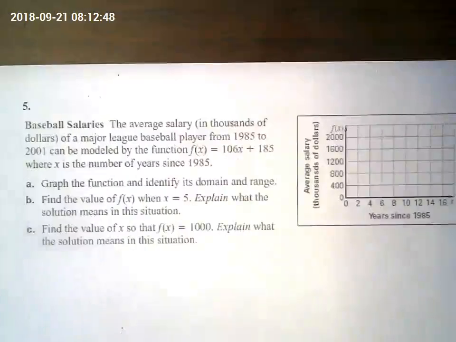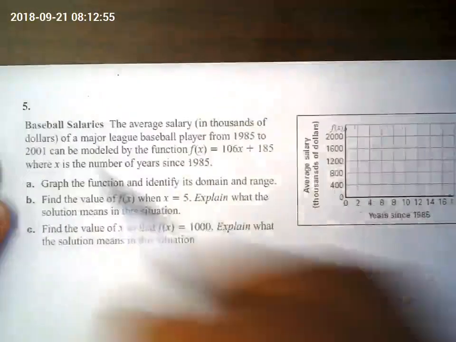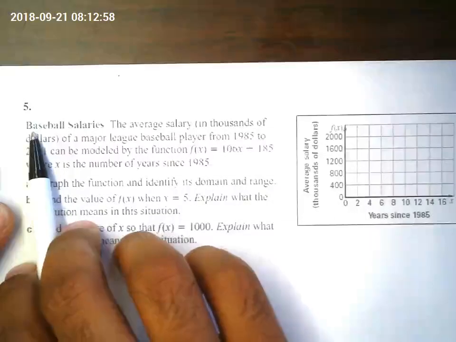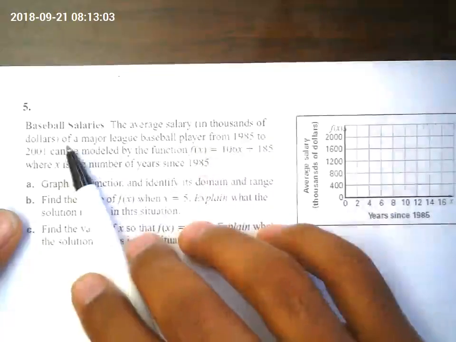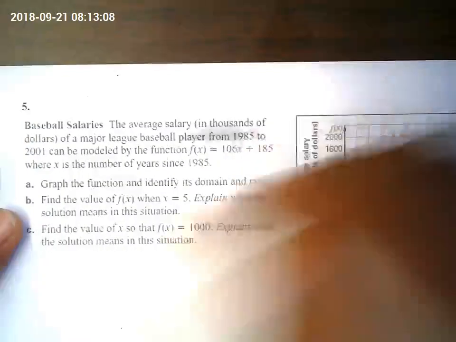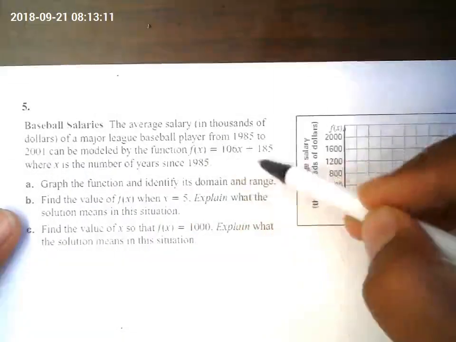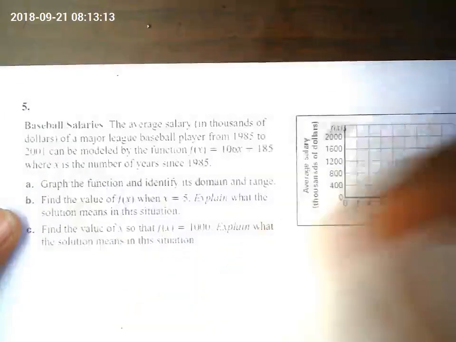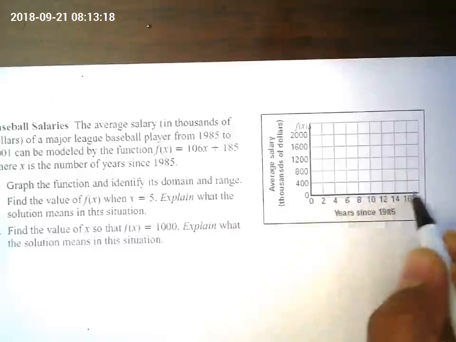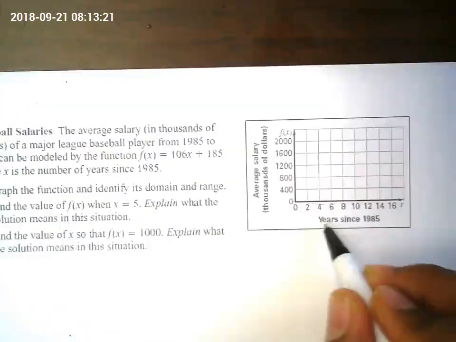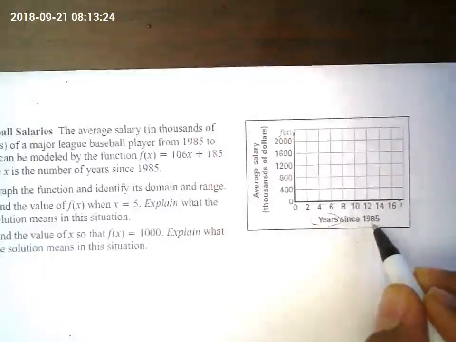Our world is an application of mathematics. Anywhere you go is an application of mathematics. So this is one of the examples. What does it say? It's saying baseball salaries. When you read it, the average salary in thousands of dollars of a Major League Baseball player from 1985 to 2001 can be modeled by this function, which is given here, where x is the number of years since 1985. So if you look at the x-axis here, this actually represents years since 1985.